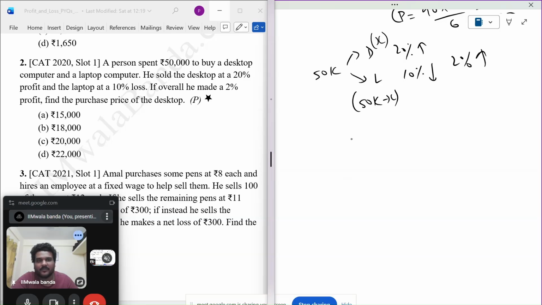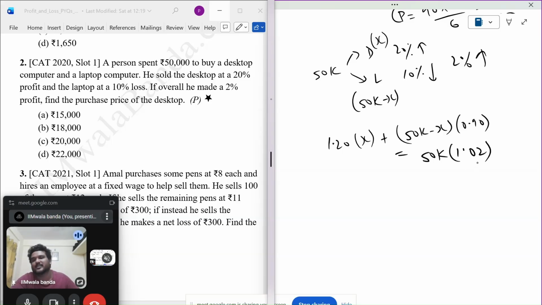Overall, he got a 2% profit. Again, can I say that X got increased by 20% and 50K minus X got decreased by 10%, and overall he made a profit of 2%. So basically he made 2% profit on 50,000. So 50,000 got increased by 2%. This is what the question is saying. See, it becomes so easy when you do it without the formula, with basic common sense understanding.